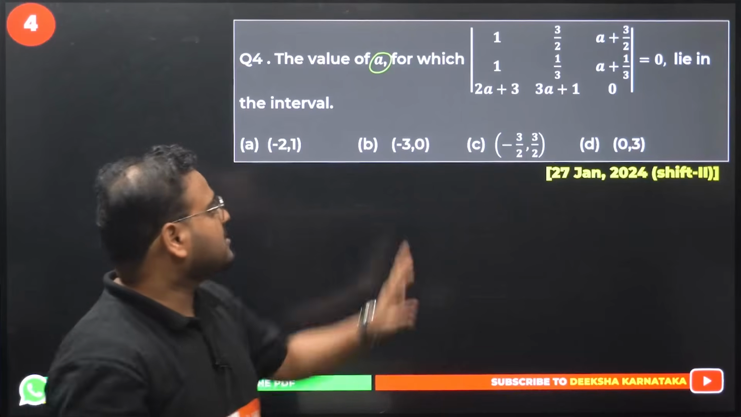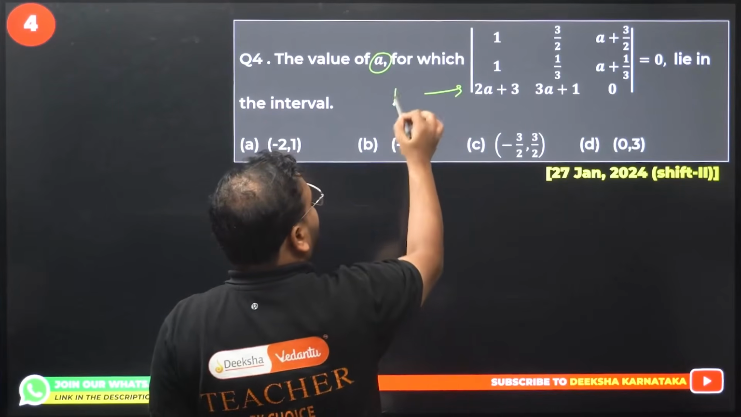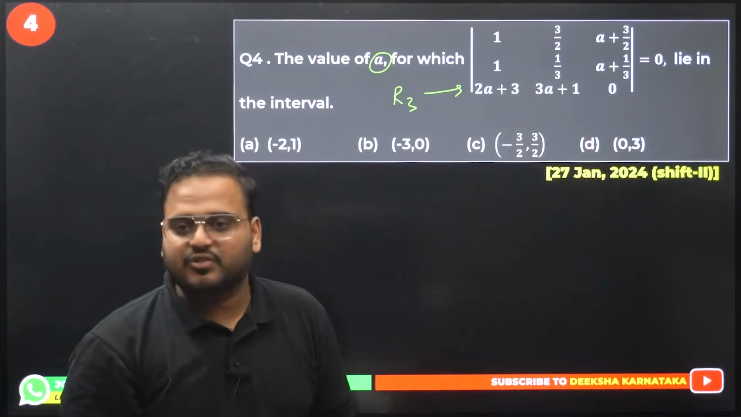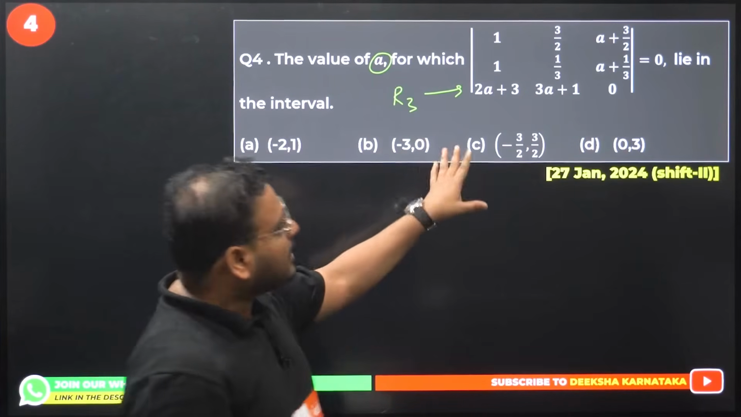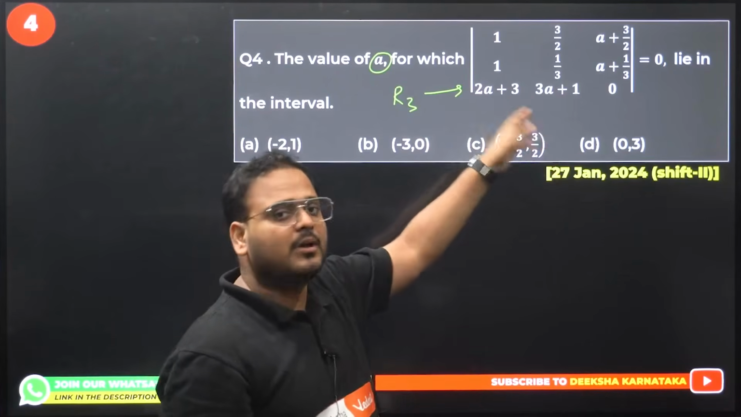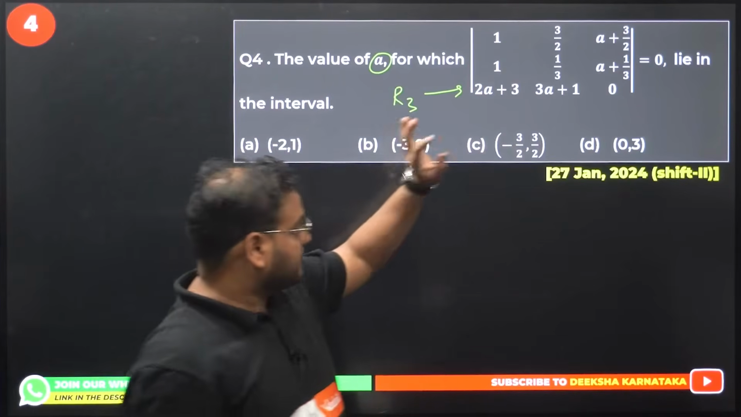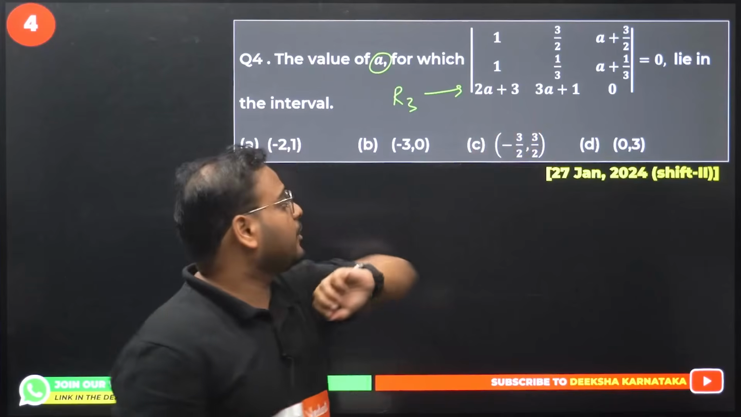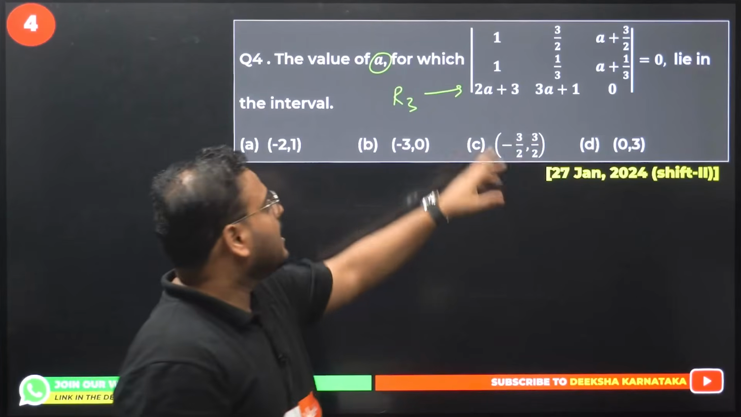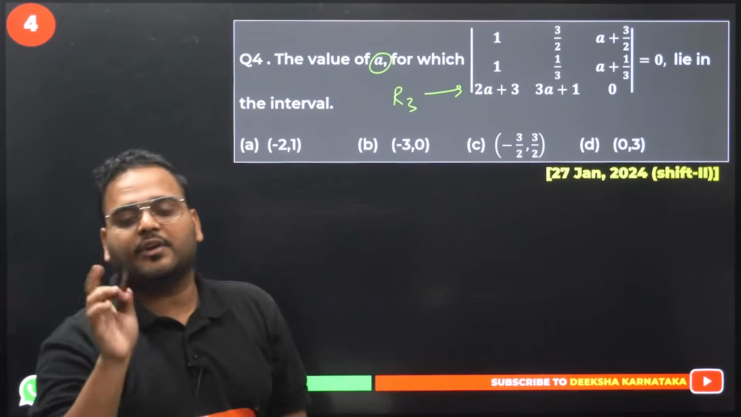All the attention. Simply find the determinant of the matrix given to you across the third row, because there is a 0 over here and you'll have simple terms 2a plus 3 and 3a plus 1. Do that, and you'll get an expression in quadratic form for A. Solve that quadratic equation using the Sridharacharya method, minus b plus minus, that formula, and then check for the interval. Pause the video right now and try to solve it.